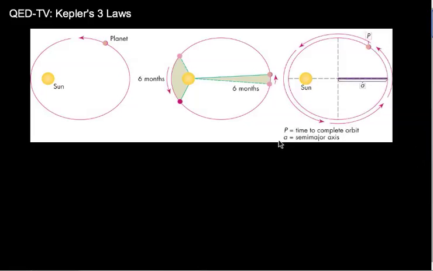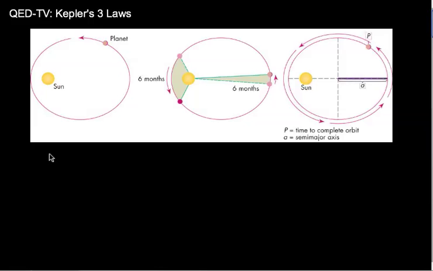Like Newton, there was another famous scientist, an astronomer named Johann Kepler, who also had three laws. His three laws were the laws of planetary motion. They were actually related to Newton's laws. And we're going to look at these three laws here with this diagram that we have here.